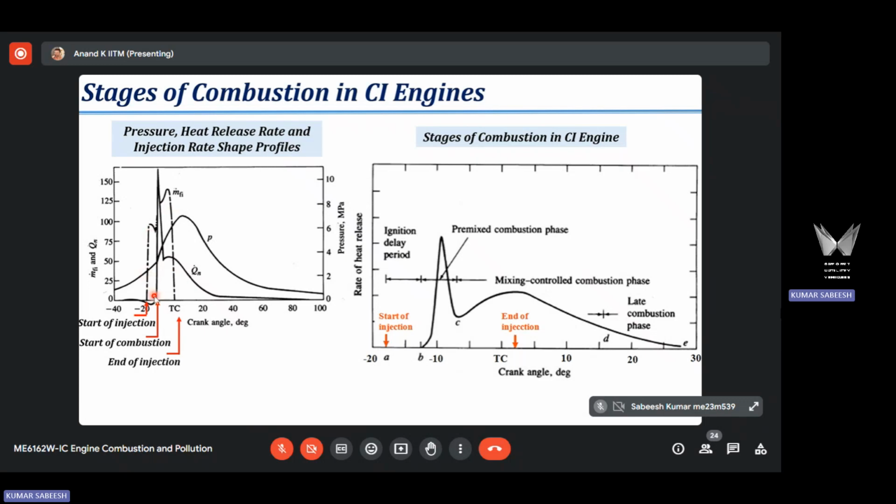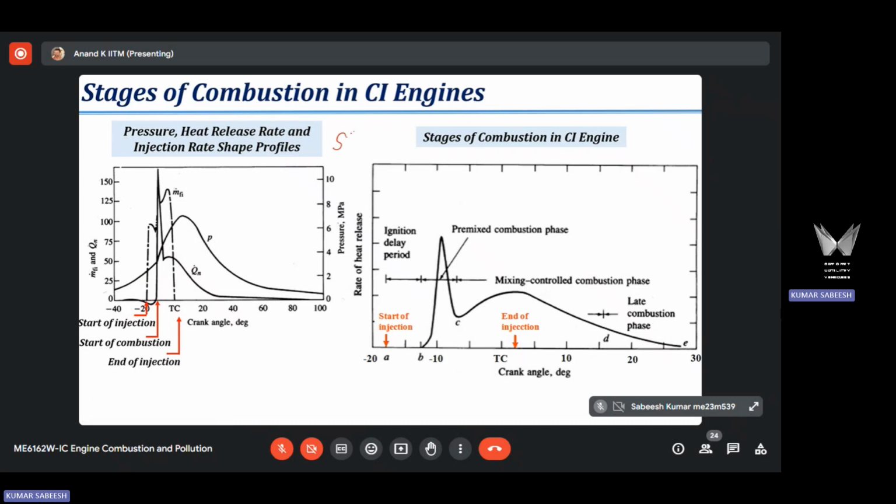At high load, you have to inject more fuel. At low load, you have to inject less fuel. And it is unthrottled operation. The total air that goes into the cylinder remains almost constant at different operating conditions. What we change is only the fuel quantity. So the fuel air proportion inside the cylinder is going to be different at different load. That's why CI engines are also called quality governed engines. SI engines are referred to as quantity governed engines.